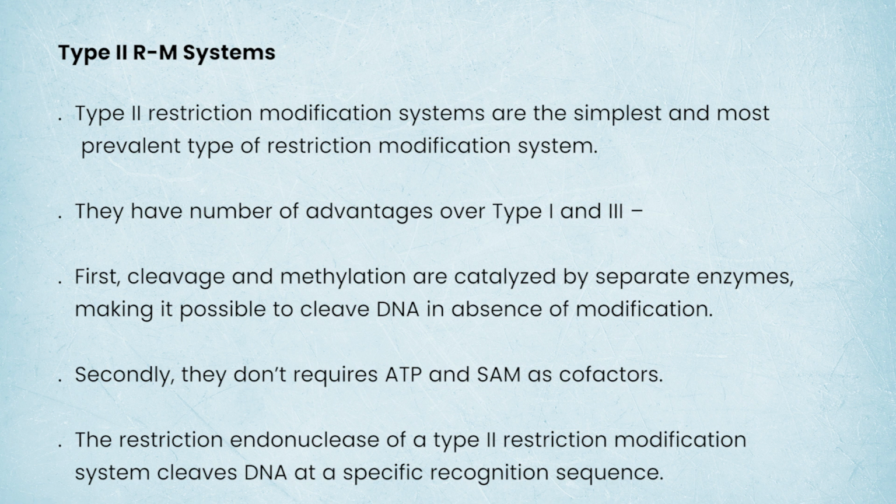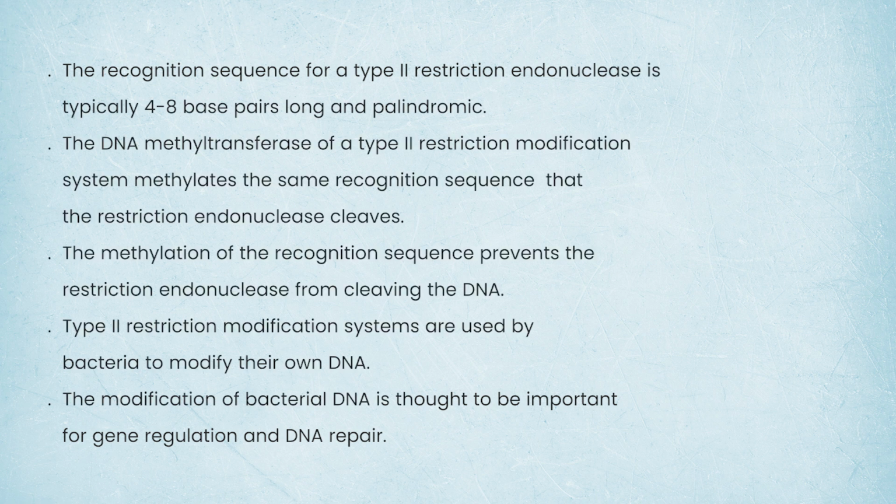The restriction endonucleases of this type cleave DNA, and as you know, their recognition sequences are very specific. What is important here is that the recognition sequences of type 2 restriction endonucleases are 4 to 8 base pairs long and palindromic. The DNA methyltransferases of type 2 also methylate the same recognition sequences. So this is the highlighting feature of type 2 enzymes: the same recognition sequences are methylated and cleaved by the restriction endonucleases.